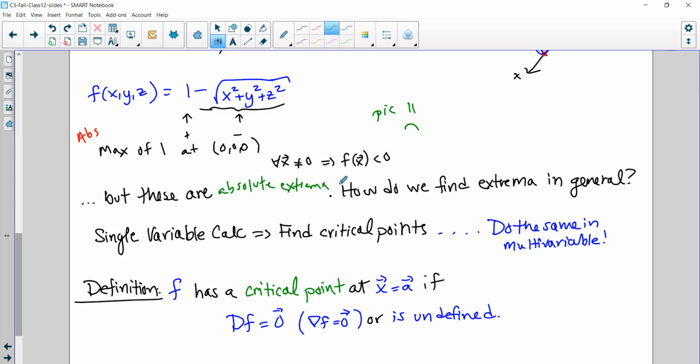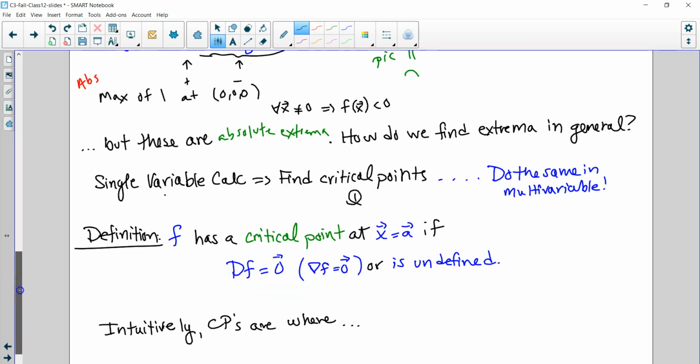Okay. Then my question is, well, how do we find it in general? Well, what we would do in single variable calculus, right? We would start by finding critical points, right? And then we have to do some things after that, but we're just going to do the same thing in multivariable. So we're going to talk about critical points in multivariable calculus as being when the derivative matrix is 0, or again, in our case, we can actually talk about the gradient just being 0 or undefined. Okay, so derivative matrix, gradient 0 or undefined.